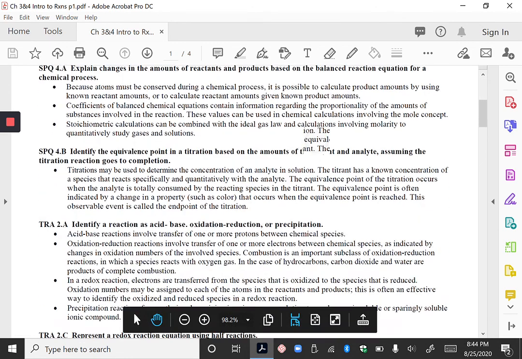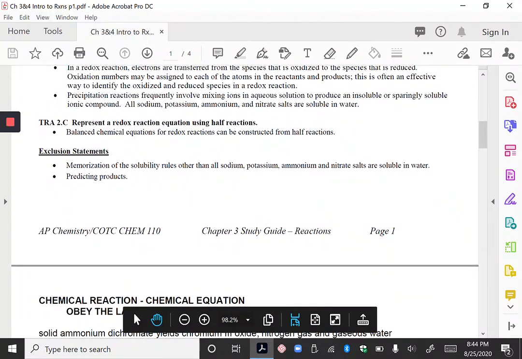Some good news is that predicting products is out of the AP exam. So they won't give you two reactants and ask what products they make. But they do expect you to be familiar with the types of products that they should make. They also expect you to know what type of reaction it is. They still expect you to be able to balance chemical reactions and answer some questions about these chemical reactions.